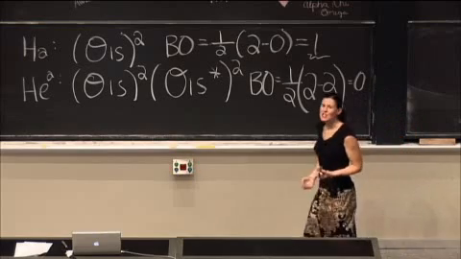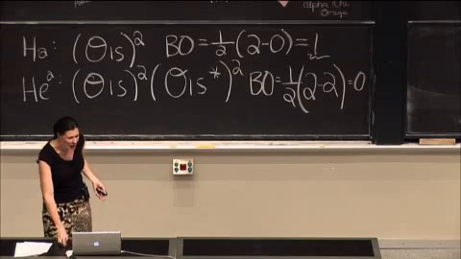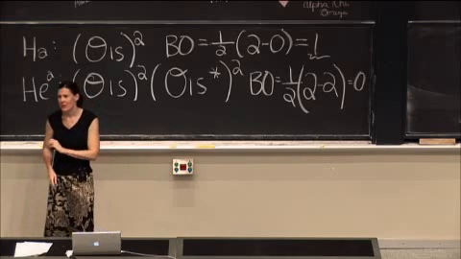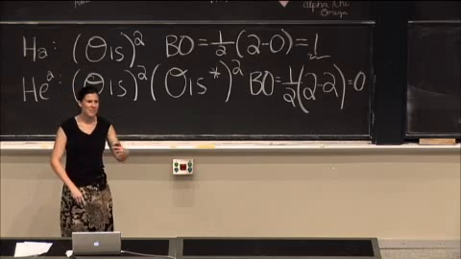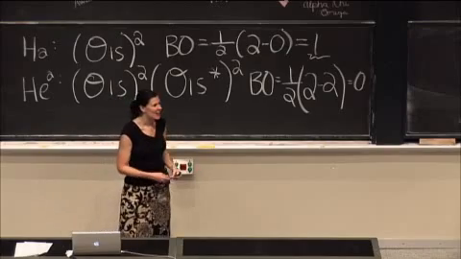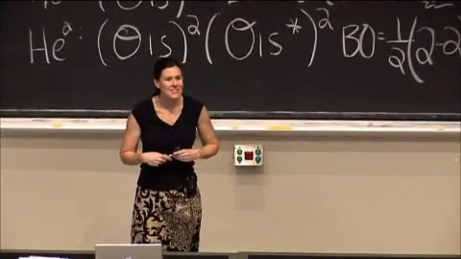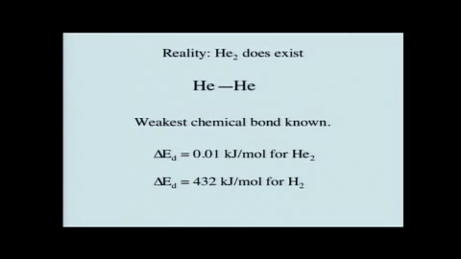What it actually turns out, the reality is that He2 does exist, but it exists as the weakest chemical bond known, and it wasn't in fact even found to exist until 1993. So I can assure you this is not a bond that you see very often in nature, and it is a very, very weak bond. It only has a dissociation energy of 0.1 kilojoules per mole.